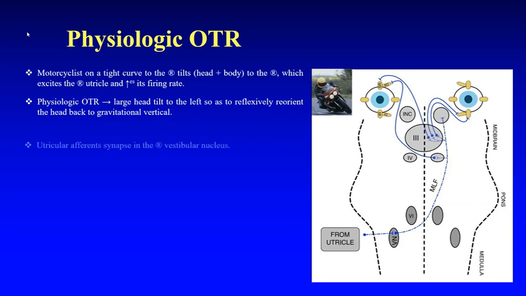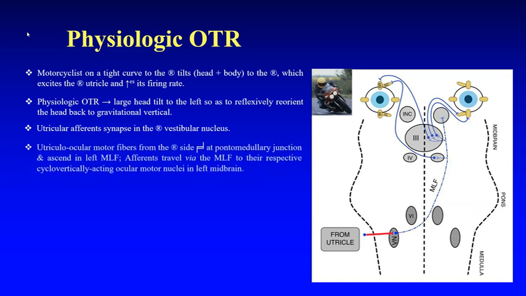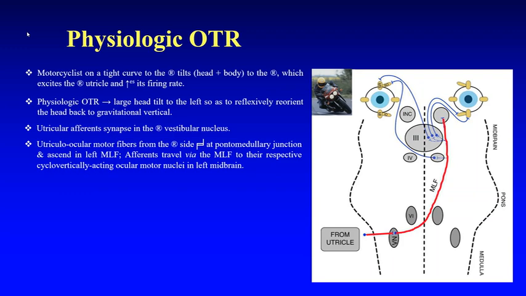So the physiological OTR: a large head tilt to the left so as to reflexly reorient the head back to the gravitational vertical. The utricular efferents synapse in the right vestibular nucleus, as we have shown by the red line here in the right diagram. Utriculo-oculomotor fibers from the right side cross at the pontomedullary junction and ascend in the left MLF, which I have shown here again with a second red line. Afferents travel via the MLF to their respective cyclovertically acting oculomotor nuclei in the left midbrain.